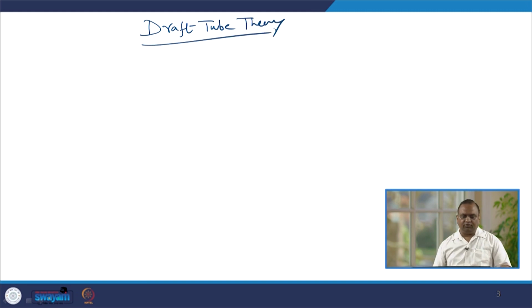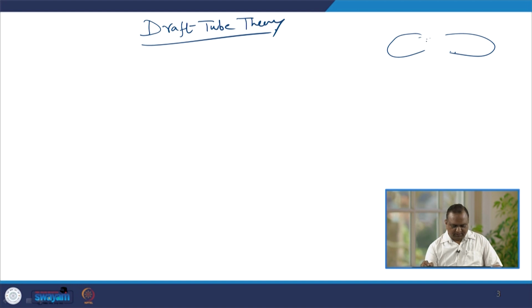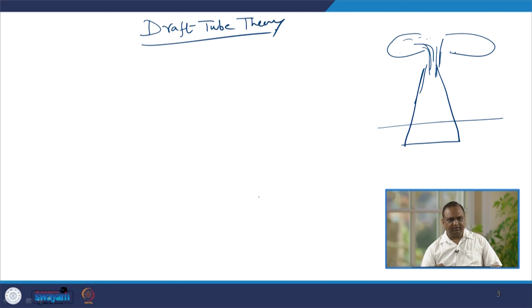Now, what is draft tube theory? Let us assume that there is a Francis turbine and fluid is moving after radial movement in this direction, and at the exit of the turbine there is a draft tube. The draft tube is also submerged in water, it is not left hanging, otherwise the atmospheric pressure will come here. So, it is submerged in water, let us say at the height of h.